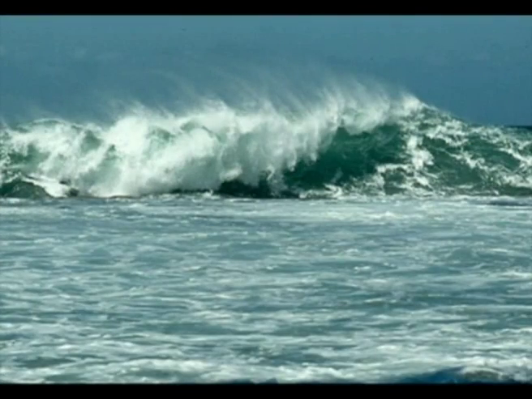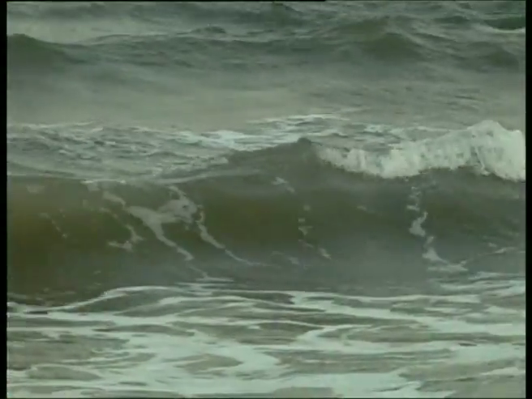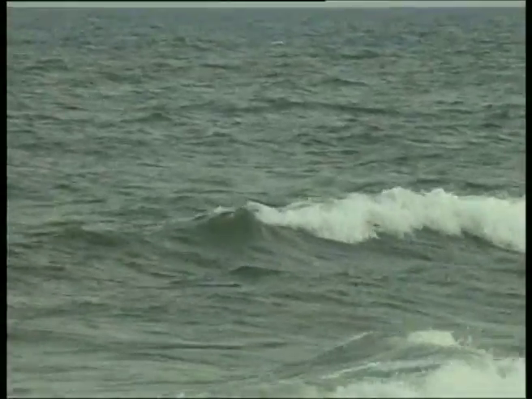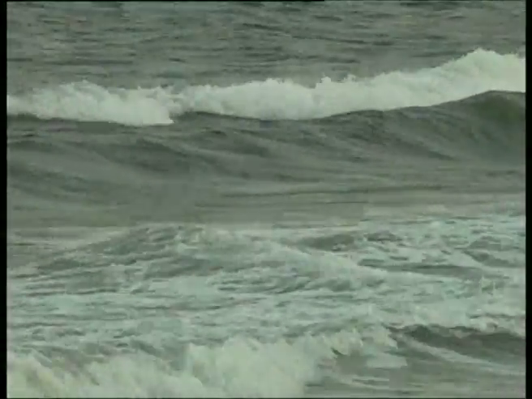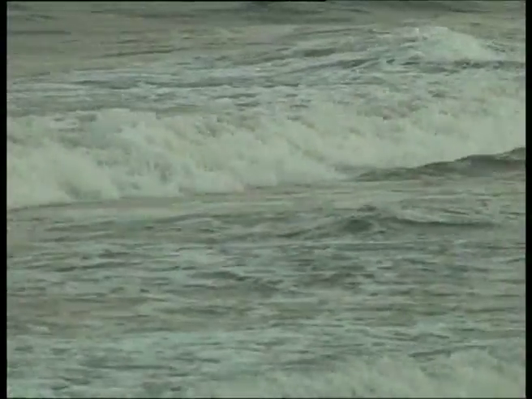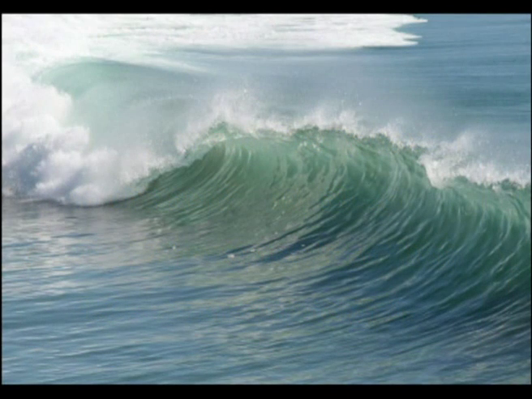At a depth of half of its wavelength, the rounded waves start to rise and their crests become shorter while their troughs become longer. Although their period stays the same, the waves slow down and their overall wavelength shortens. The bumps gradually steepen and finally break in the surf zone when depth becomes less than 1.3 times their height. These wind generated waves move into shallow water near the shorelines.